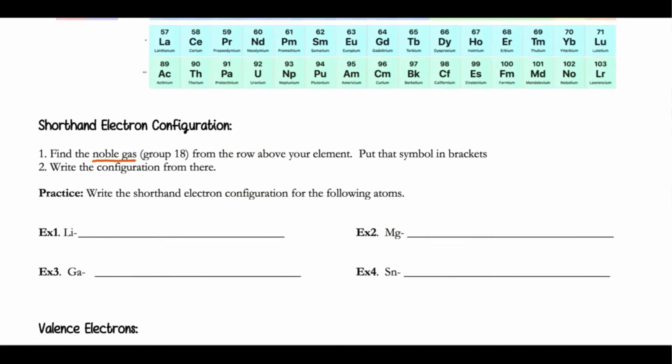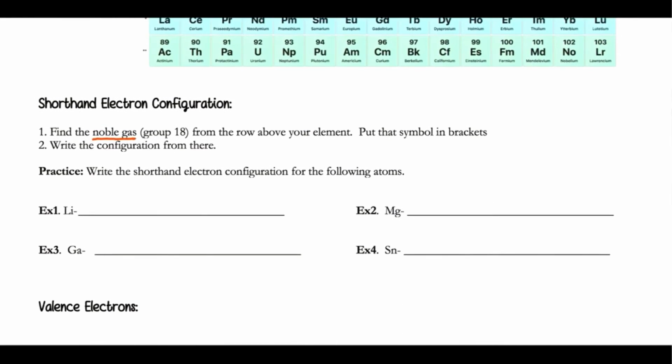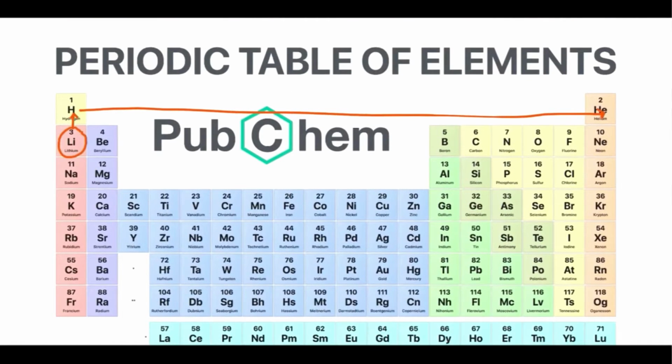So let's start with lithium. I'm going to look at my periodic table. Okay, I've got my element that I'm concerned about right here. I'm going to move up 1 row and move all the way across to the noble gas, which is going to be helium. So I'm going to go back down and put helium in brackets. That's my first step. Then it says write the electron configuration from there. So I am starting at helium and then I'm going to keep going. I would just write the next part of the electron configuration, which would be just 2s1. So I'm going to write that.